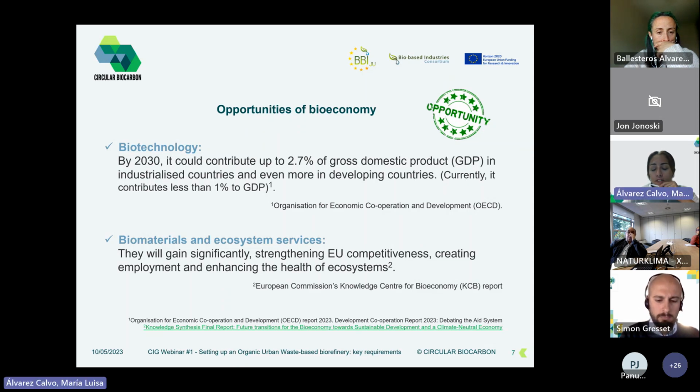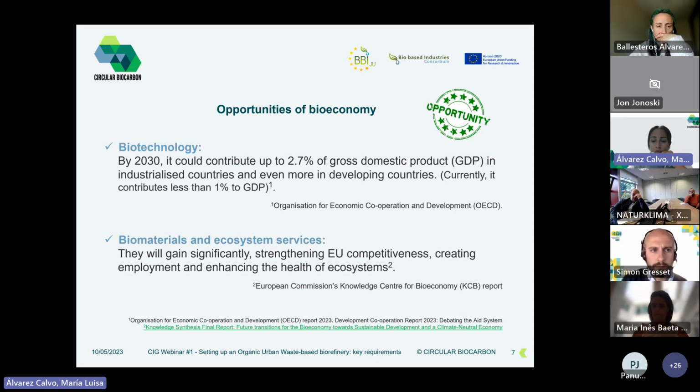In the case of biomaterials and ecosystem services, they will gain significantly, strengthening European competitiveness, creating employment and enhancing the health of ecosystems. Biomass for construction materials, fiber, food, and feed, furniture, and textiles is expected to grow, specifically innovative biomaterials.